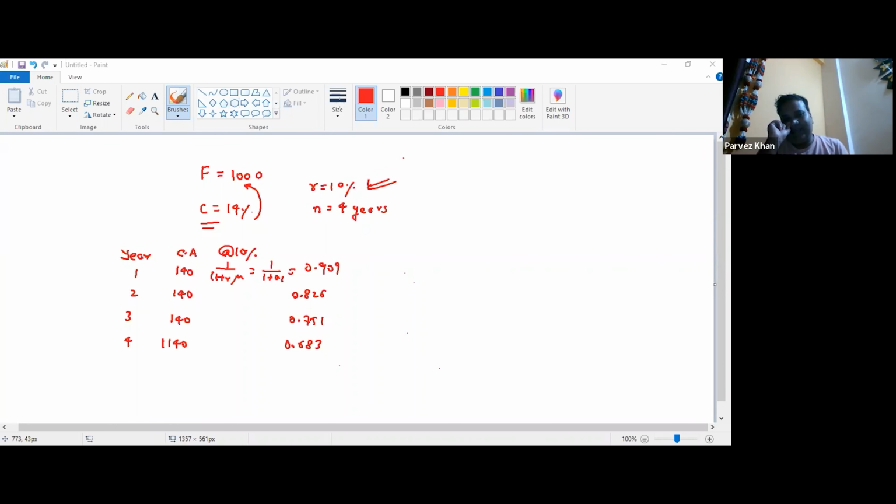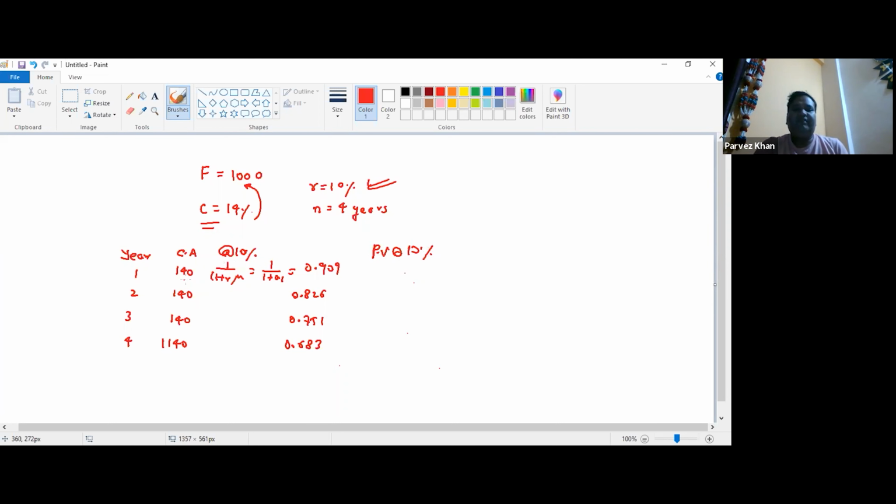Find the discount factor at the rate of 10%. The discount factor formula is 1 divided by 1 plus r to the power n. Just find out for the first year: 1 divided by 1 plus 0.1, which means 1 divided by 1.1. Press the equal-to button, you will get 0.909. Again, you will get 0.826. Again, 0.751. Again, 0.683.